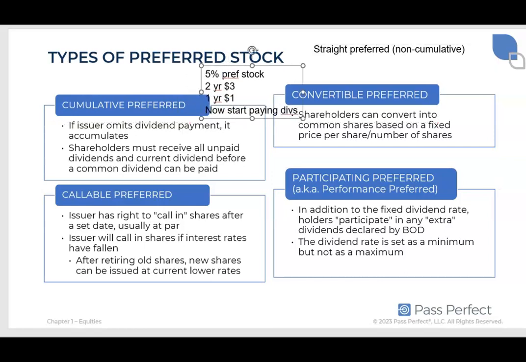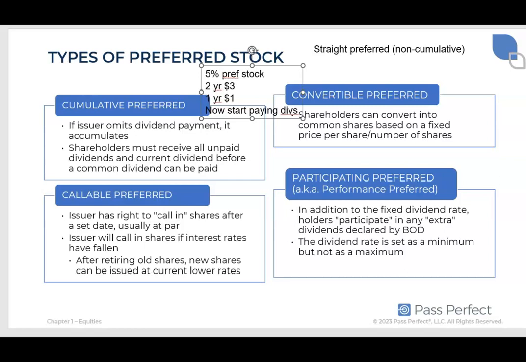Well, first off, 2 years ago, they were supposed to pay $5, but they only paid $3. That's $2 in back dividends. Last year, they were supposed to pay $5, but only paid $1. That's $4 in back dividends. That's $6 so far, plus the dividend for this year, right, which is another $5. So that's $11 total in back plus current dividends before they can start paying dividends to common stockholders again. Okay, so that's a cumulative preferred.